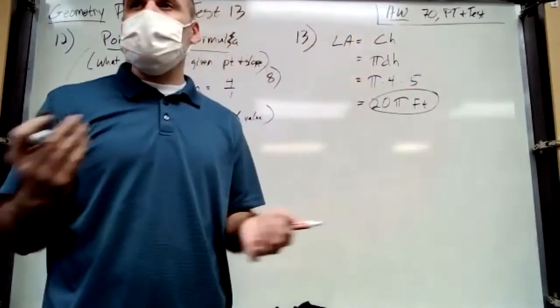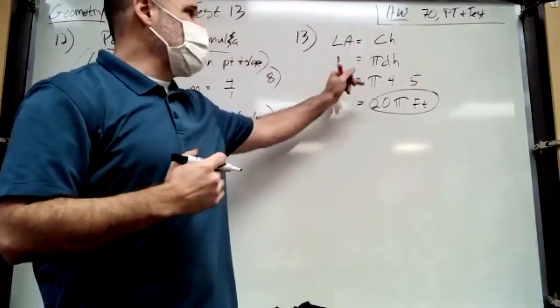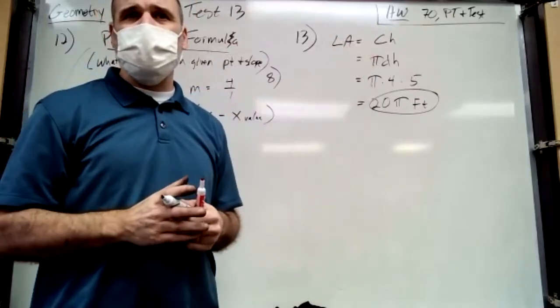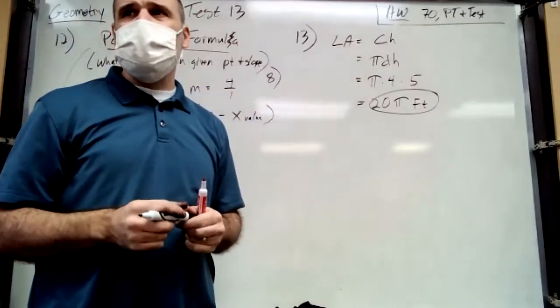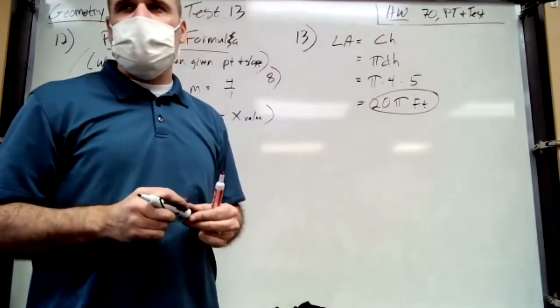Does that feel all right? Yes. So if you have this formula written down, then you don't have to worry about anything. Lateral area equals pi dh. Circumference times height.